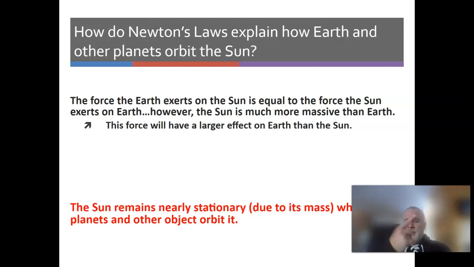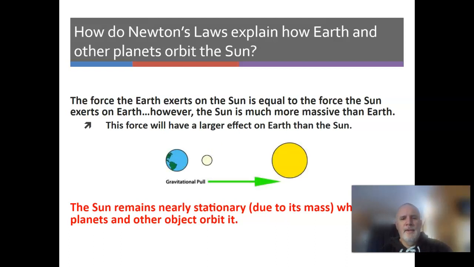So the sun remains nearly stationary as things are revolving around it. It does wobble a little bit, especially because of Jupiter, because Jupiter is pretty massive, but it wobbles a little as it spins. And there you can see the gravitational pull of the Earth towards the sun.